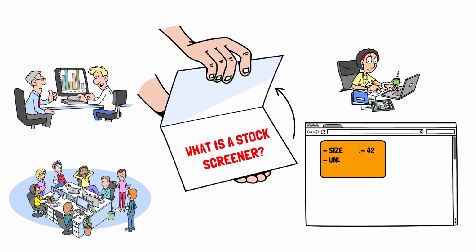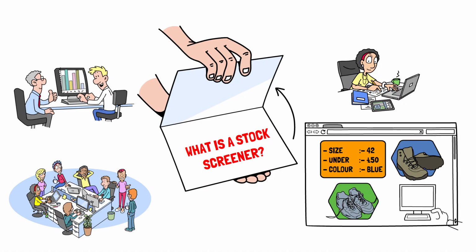Think of it like an online shopping filter. If you only want to see shoes in your size, under £50 and in blue, you apply those filters and narrow down the options.